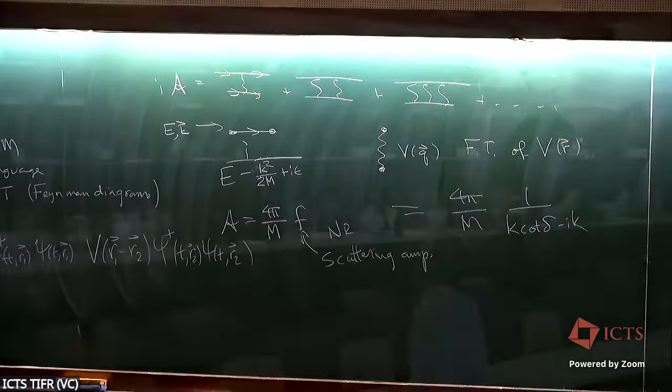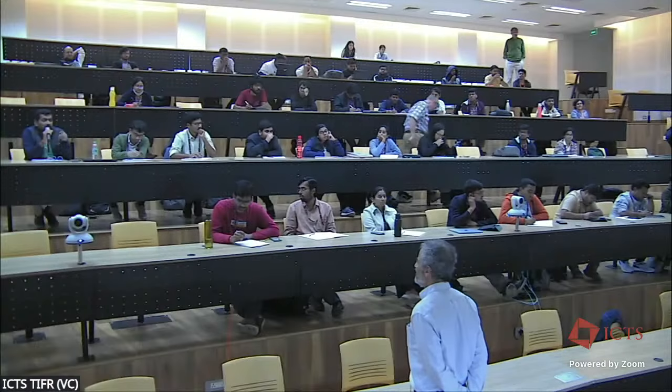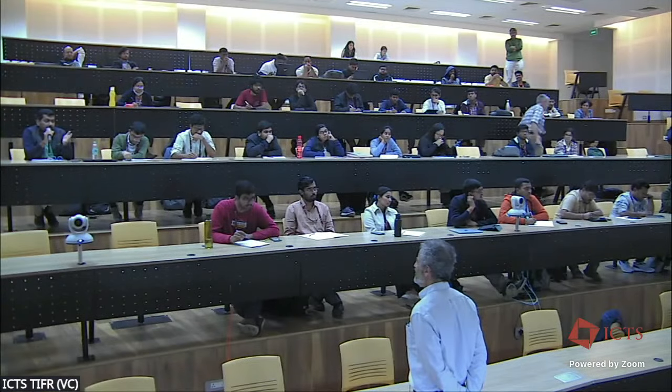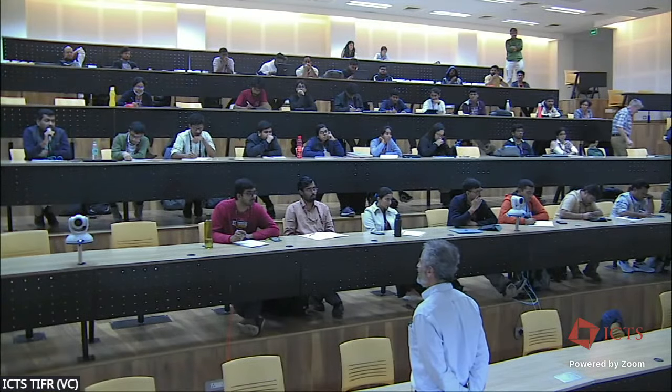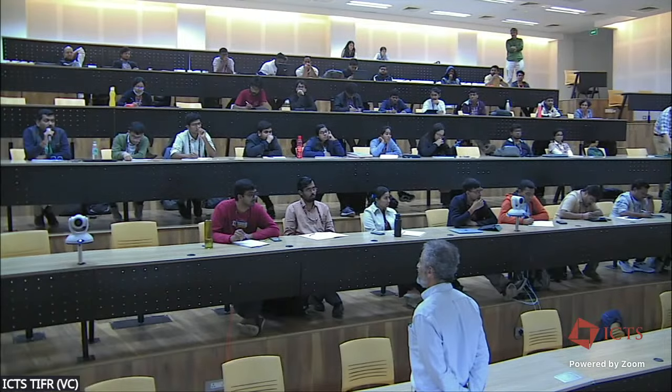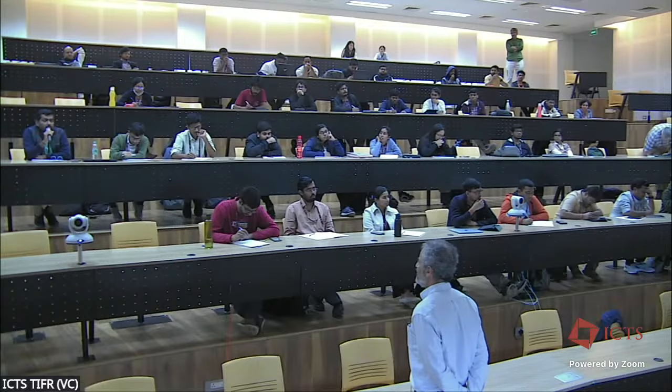In the denominator, the k cot delta function, we can expand in even powers of k, and from that we can find the pole. It can give the binding energy. But what is the physical interpretation of the imaginary part, ik?